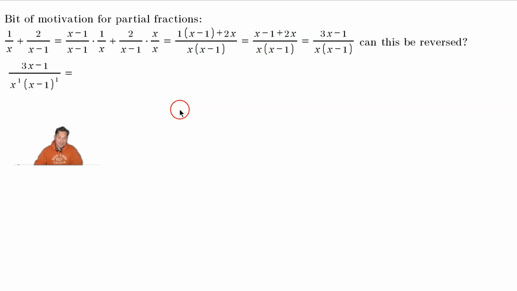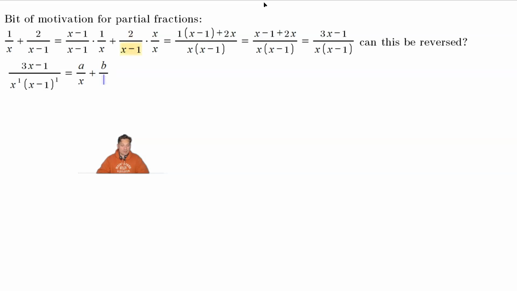And then the x is a linear factor, and x minus 1, because it's raised to the first, is another linear factor. So the decomposition step will go like this. Beginning with the motivation up above for adding them, you would basically assume that there are two constants that look like this: A over x plus B over x minus 1.